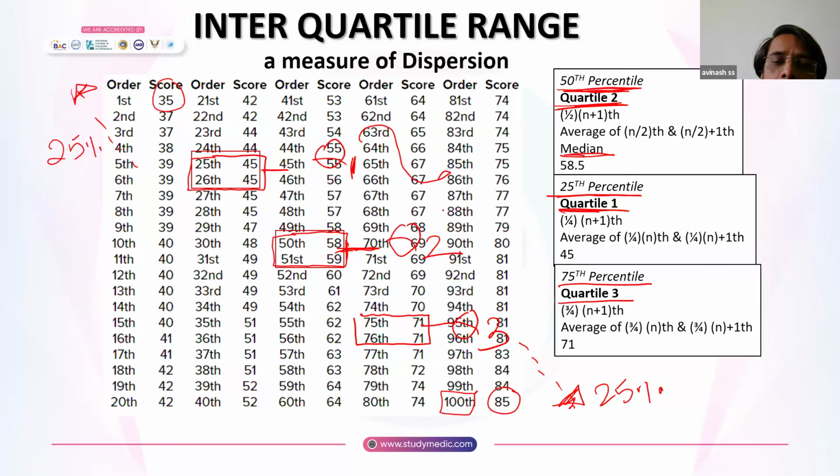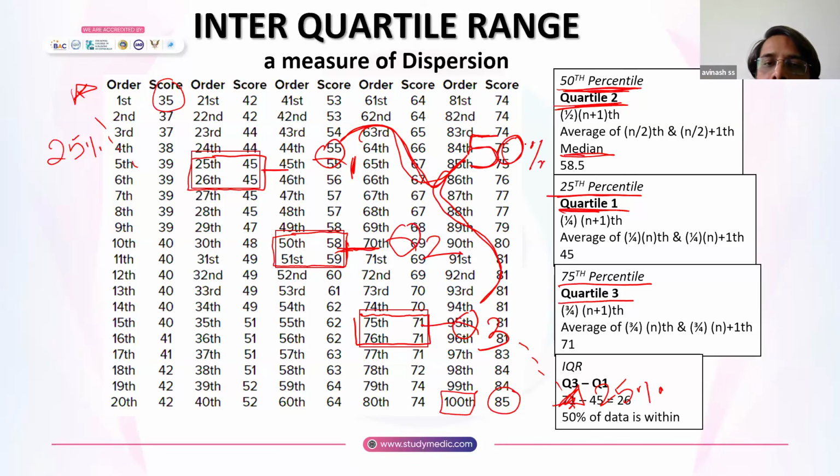Now, coming to the measure of dispersion. What percentage of women have scored between quartile 1 and quartile 3? That is, 50% of the women have scored between marks 45 and 71. This range is called the interquartile range. It contains 50% of the data set within it.